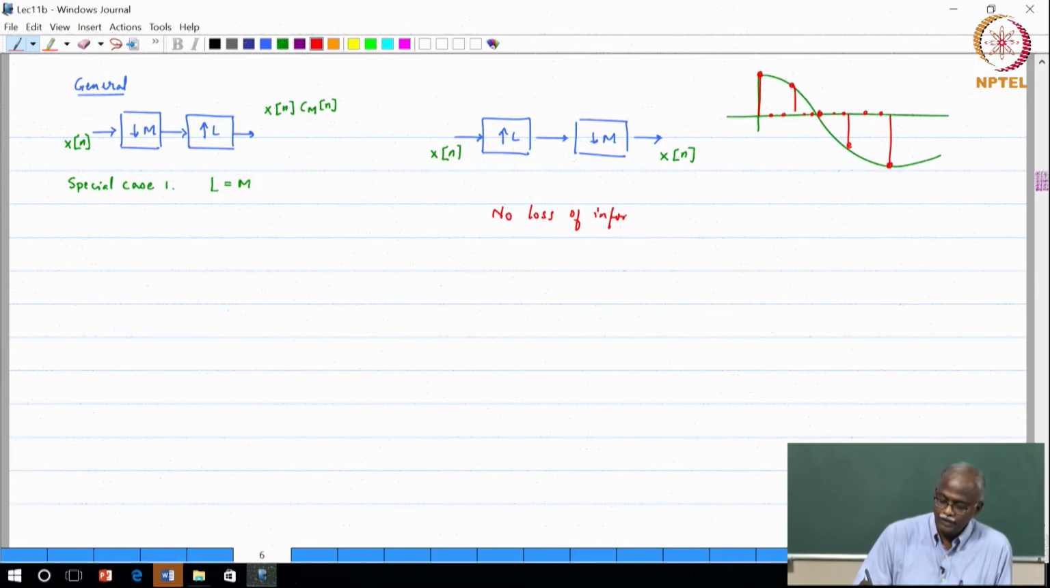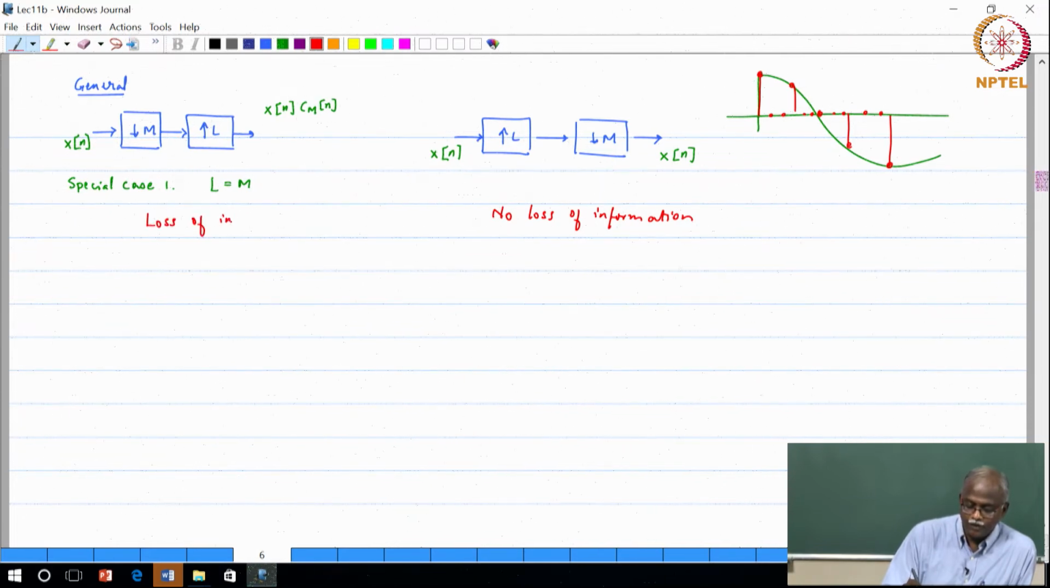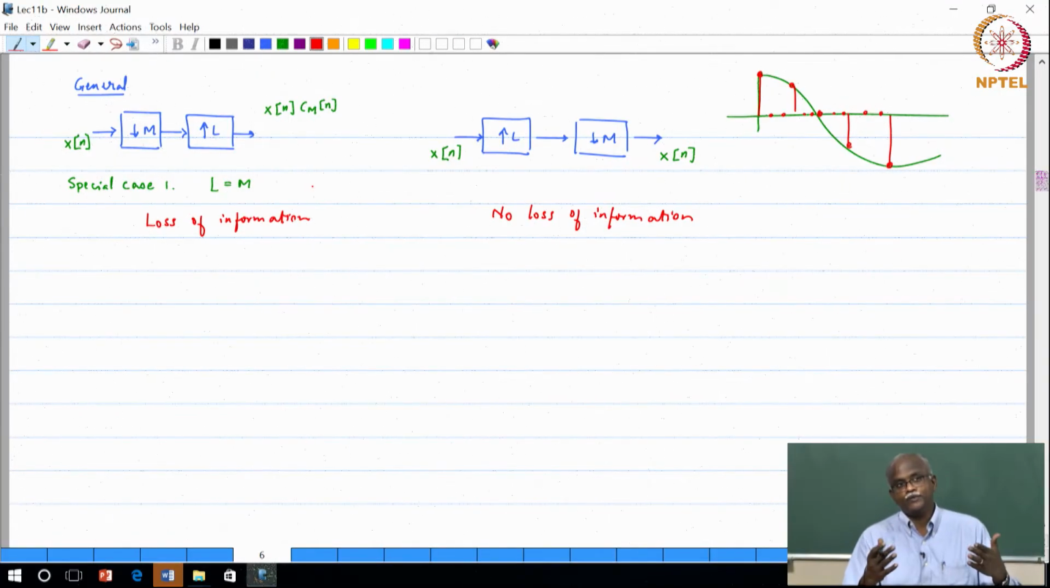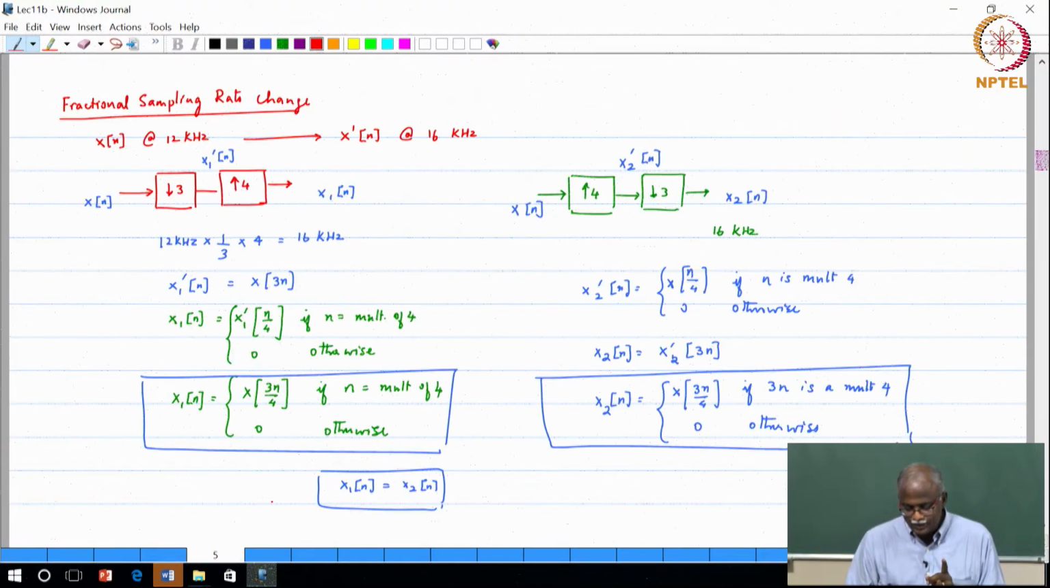On the other hand, in the case where L equal to M and I do the downsampling first, there is loss of information. So I have to be very careful with this. Obviously the first observation is that if L and M are the same, they cannot be interchanged without the penalty that you will have to pay. Obviously this is a case where L and M are not the same.